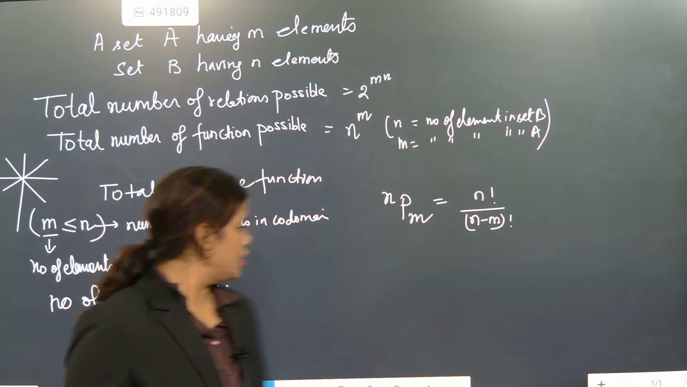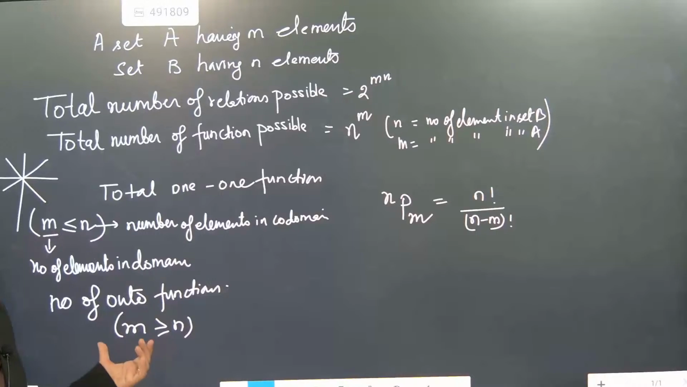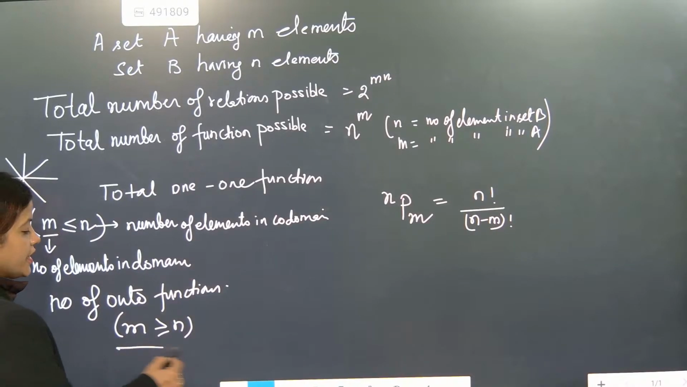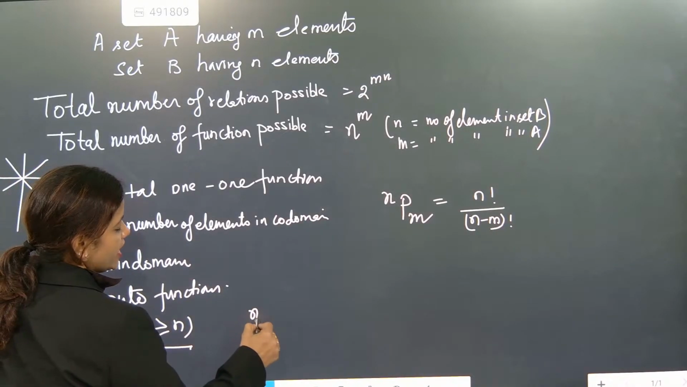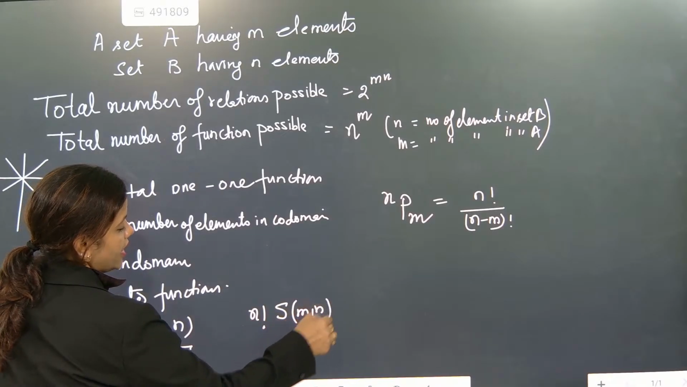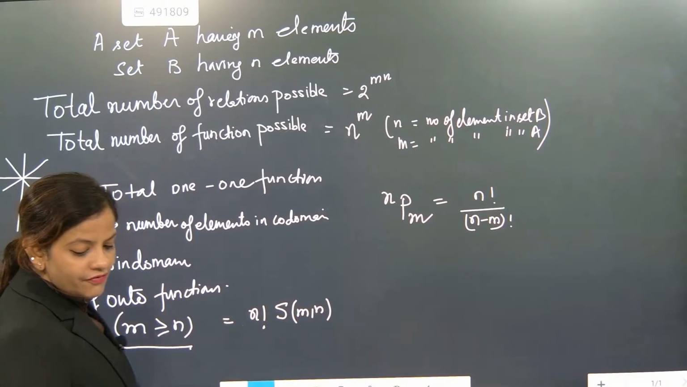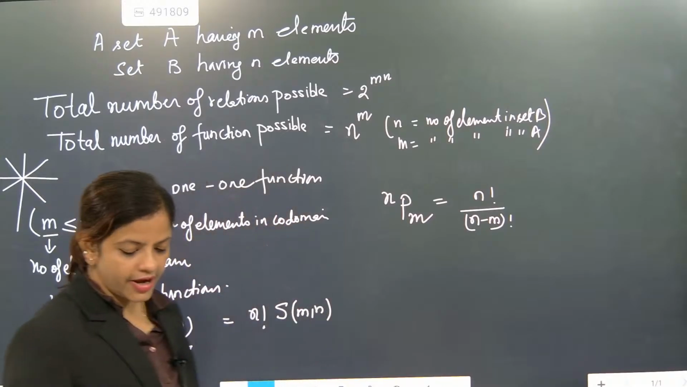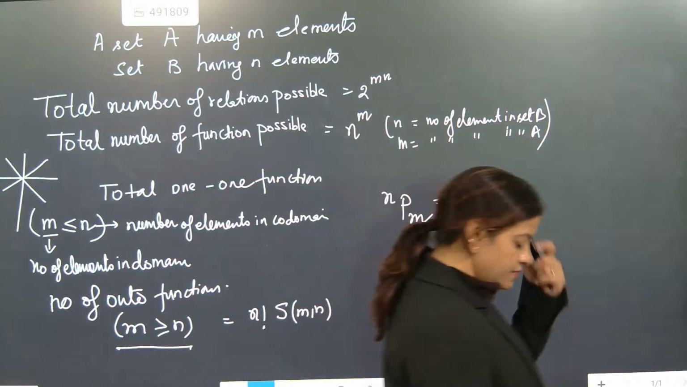Now look here. Total number of onto functions possible. For onto to be possible, m should be greater than or equal to n. For this, we write the formula n factorial S(m, n). Write it down: n factorial S(m, n). Please write it down very nicely.